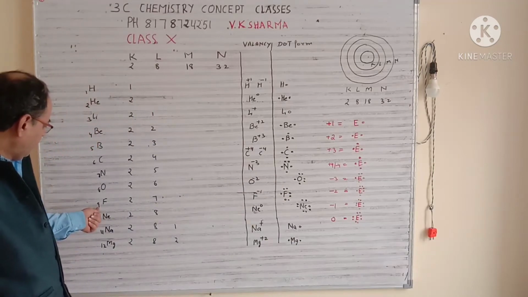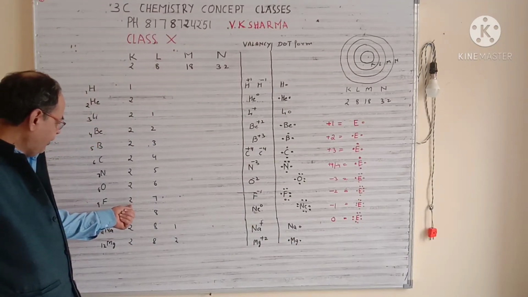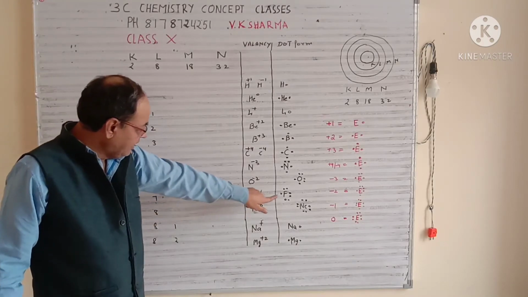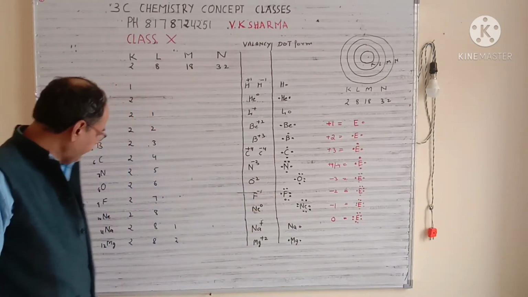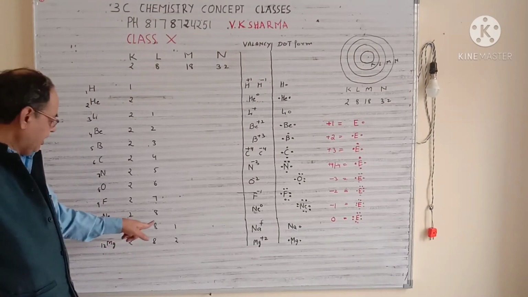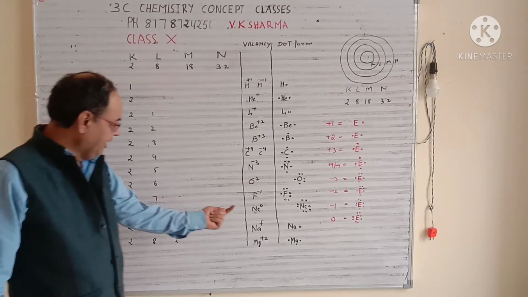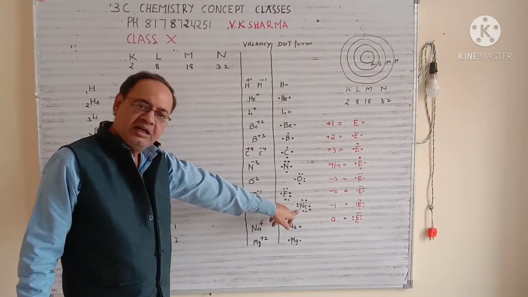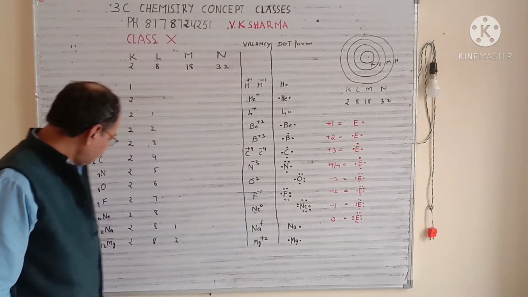Same with fluorine, which is 9. First shell will have 2, second has 7. So it will try to take 1. So it is minus 1, and 7 electrons are represented this way. Neon has 10 electrons. So first shell will have 2, second will have 8. So it will neither give nor take. So it will be a 0, and 8 electrons are represented this way.